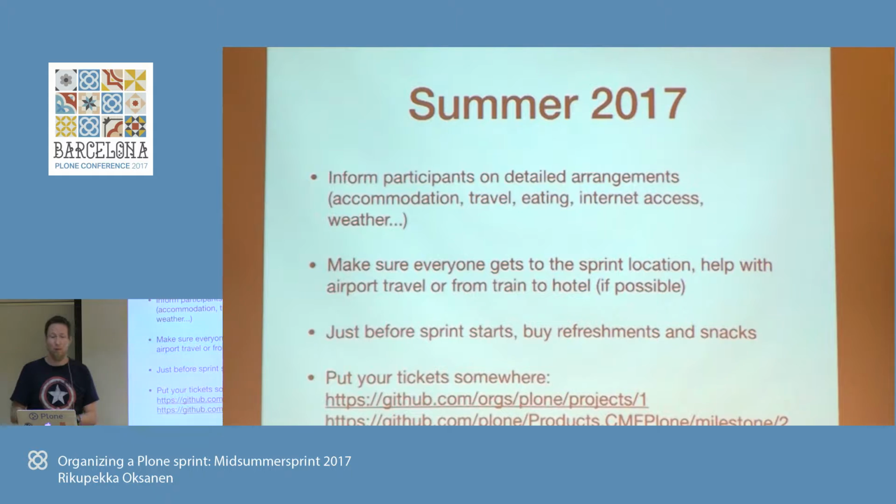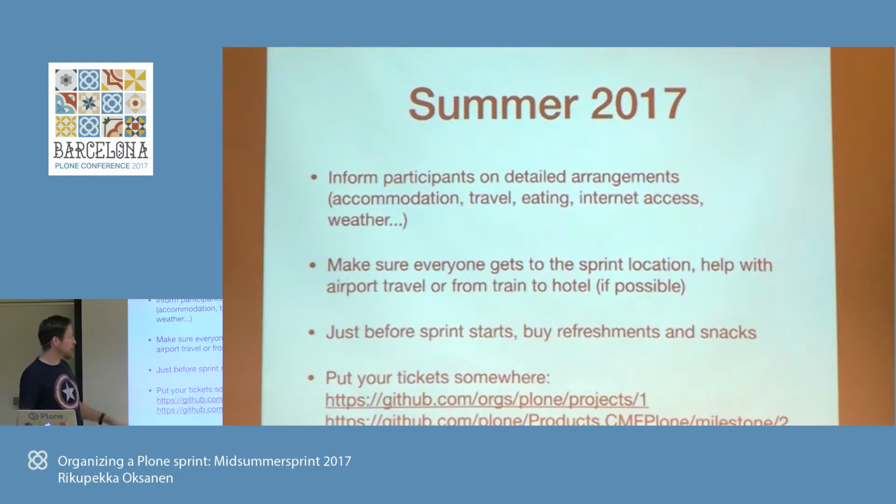When the summer came, well, the sprint was held in July, so this was in the beginning of June. We sent lots of email, or at least one big email with all the information the participants would need. And we made sure that everyone could easily get from the airport in Helsinki to Jyväskylä, which is in the middle of Finland, by train or some other means, and from the airport or bus or train station to their hotel. And just before the sprint started, I went to a local supermarket and bought some refreshments and coffee and stuff like that to keep us fresh during the sprint days.